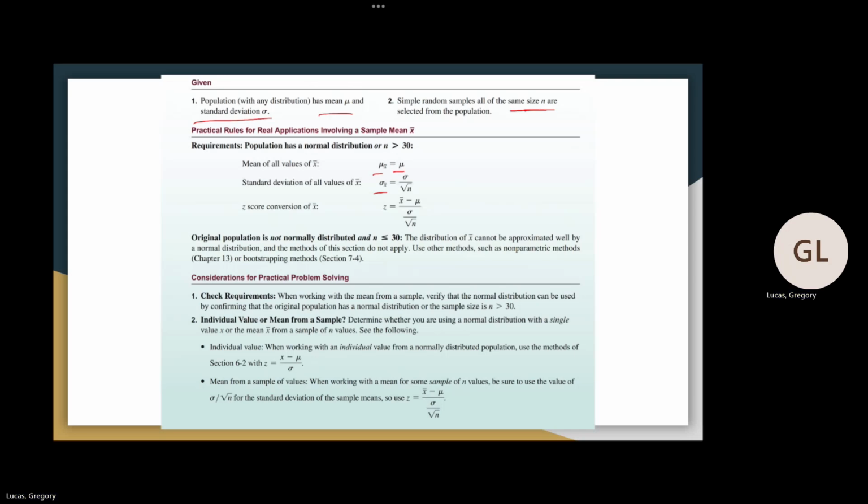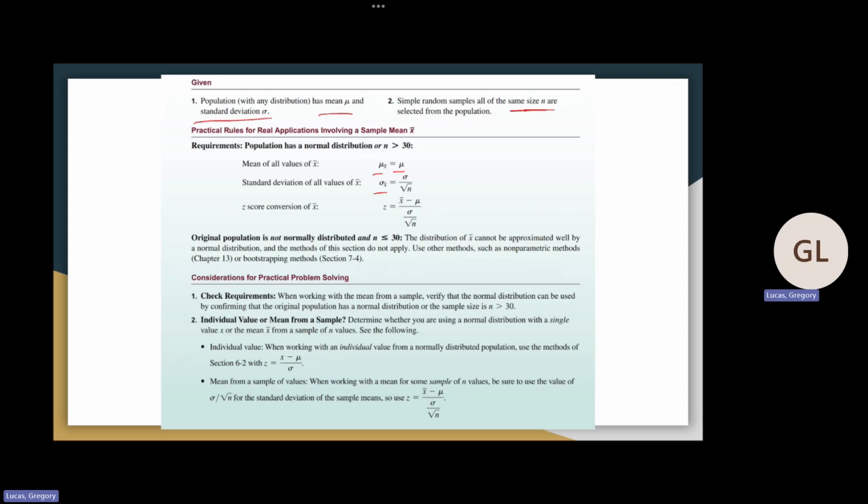So if our original population is not normally distributed and n is less than 30, the distribution of x bar cannot be approximated well by a normal distribution, and we would have to use other methods. So we won't really focus on this. We'll normally have either n being greater than 30, or we'll just have it normally distributed to start with.